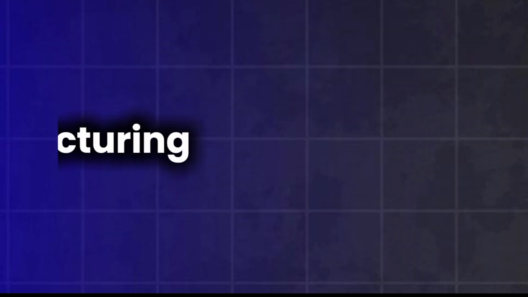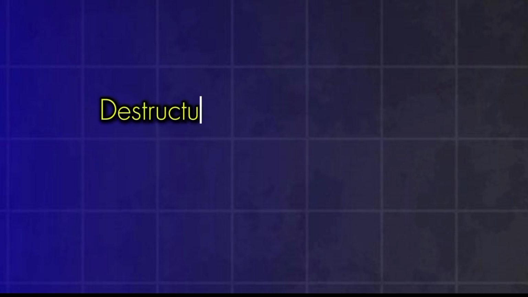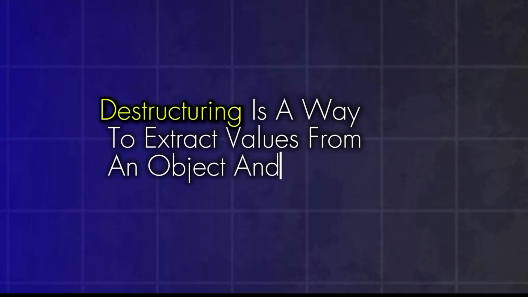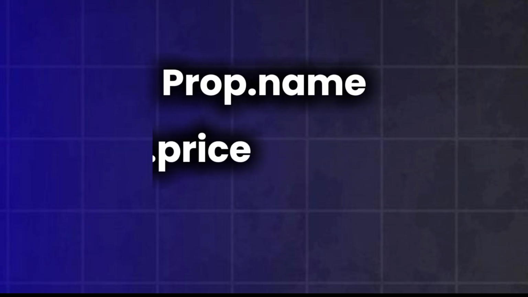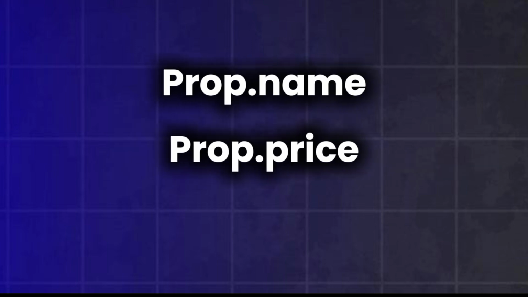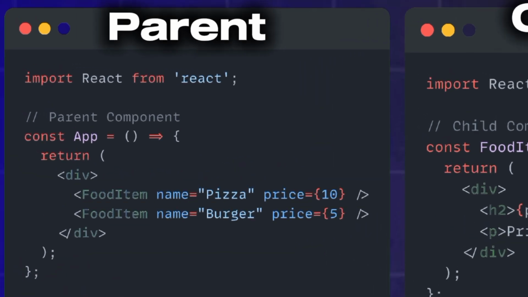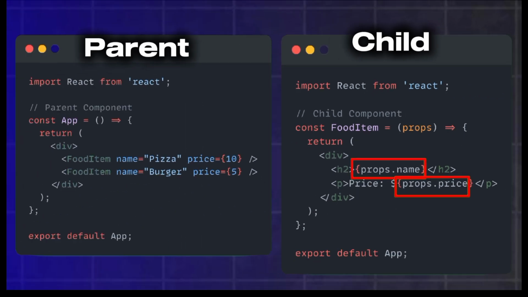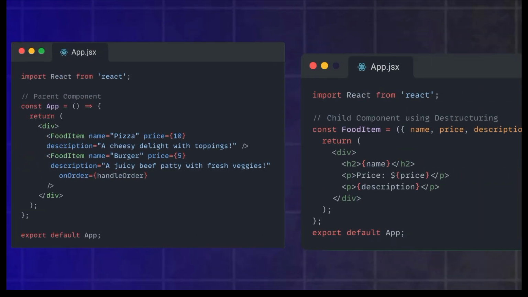The next thing I want us to look at is prop destructuring. Destructuring is a way to extract values from an object and use them directly instead of prop.name and prop.price. If you look at what we did earlier, before you can get access to this food item, unless you use prop.name and prop.price. This is where destructuring comes in. Let's take a look at this example.